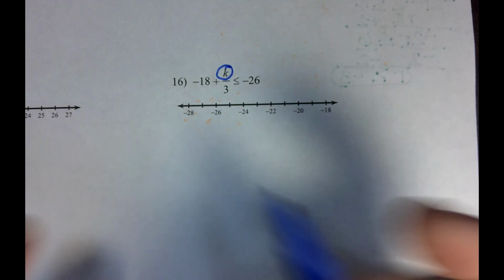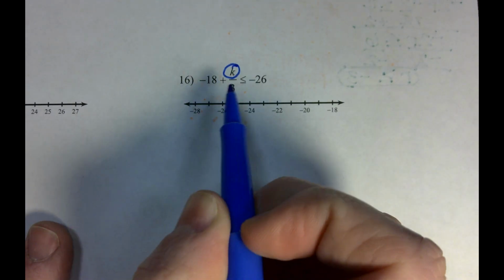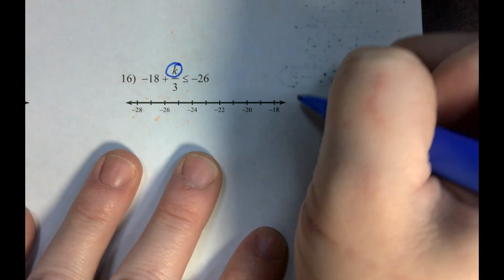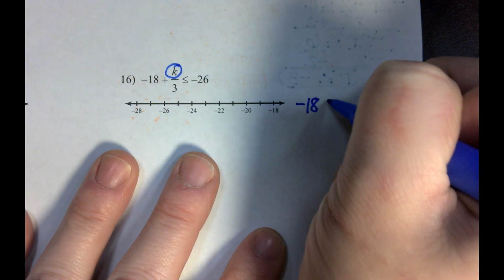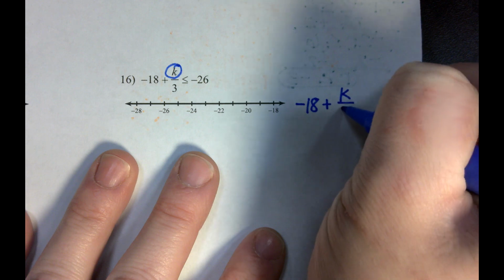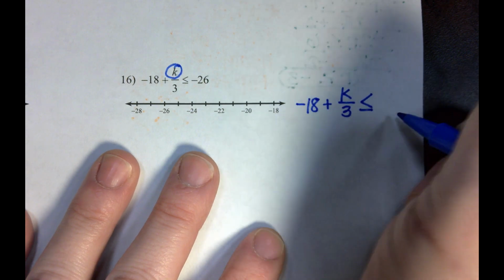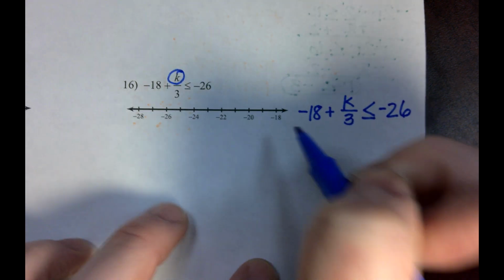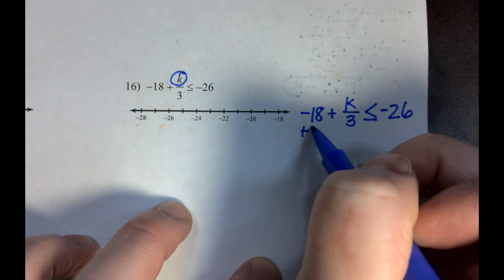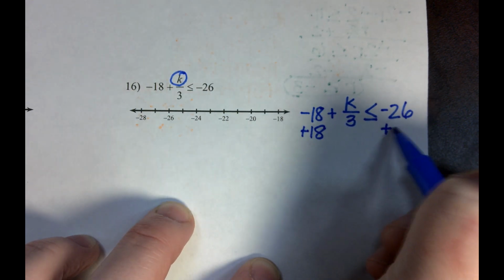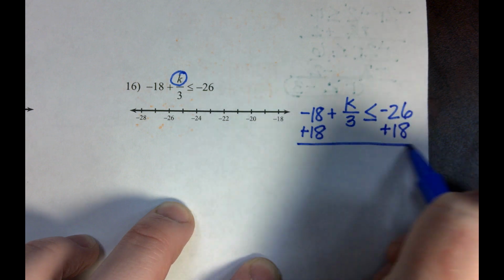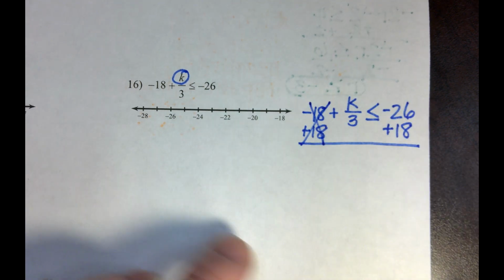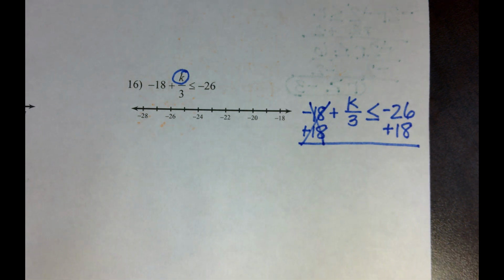And negative 18 is grabbing k over here. We want to get rid of it. So let me write this. Negative 18 plus 3 less than negative 26. Okay, so you said let's add 18 to both sides. Okay. So the 18s cancel. And what happens next?